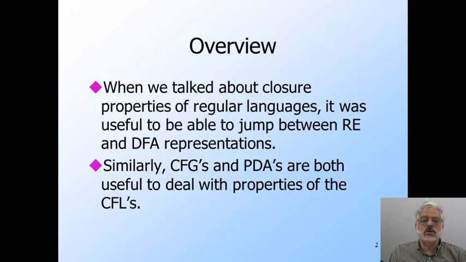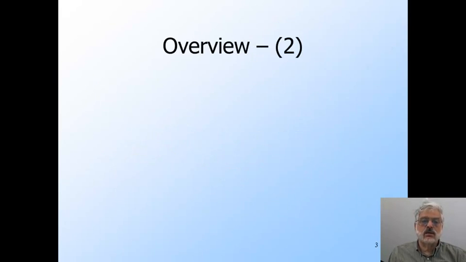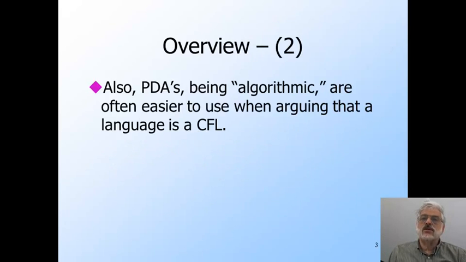The ability to jump between different representations, regular expressions and deterministic finite automata, was important when we addressed properties of regular languages. And we shall find the ability essential for context-free languages as well. We also find it easier sometimes to describe a PDA for a language rather than a grammar.